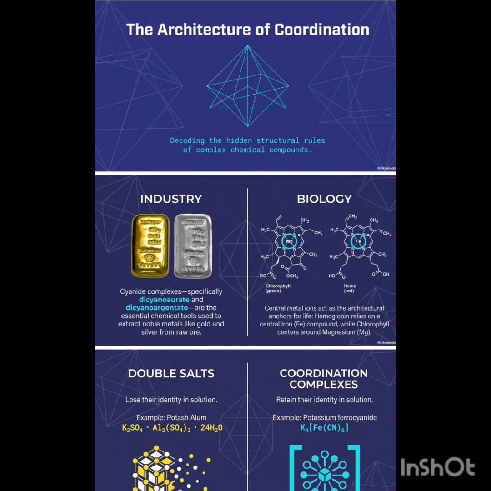Why do we want to study this kind of compound? Because it has a lot of uses. The coordination compound of iron is our hemoglobin. In the same way, chlorophyll, without which we can't get our food, is a coordination compound of magnesium. In industry too, gold and silver are the most valuable metals, and in their extraction, coordination compounds are very helpful.